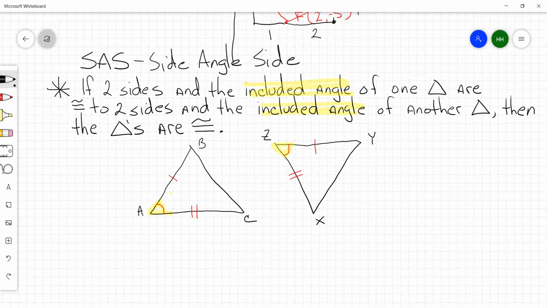The angles that are congruent are both formed by the two congruent sides. That is what an included angle is. When you're dealing with side angle side congruence, the angles that are congruent have to be formed by the two sides that are congruent. See it? So this is an example of side angle side congruence.